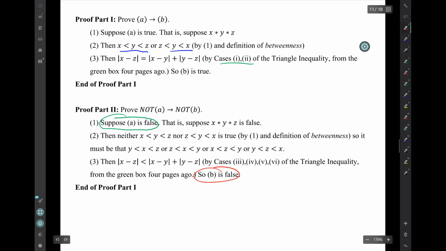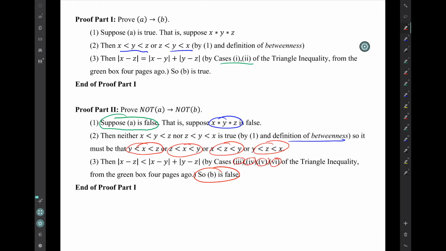Well, if x star y star z is false, that means that neither of these inequalities is true. That's by statement 1 and the definition of what this symbol means. If this is false, that means that these inequalities are false. Well, that must mean that either this inequality is true, or this one, or this one, or this one. Well, those are cases 3, 4, 5, and 6 from the green box 4 pages ago.